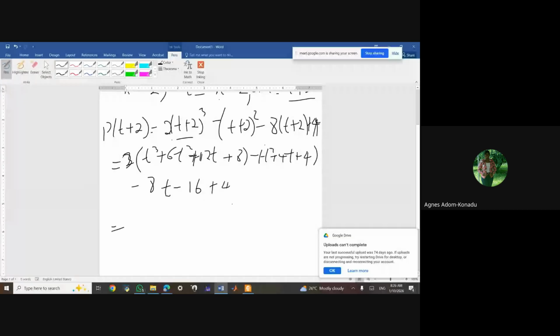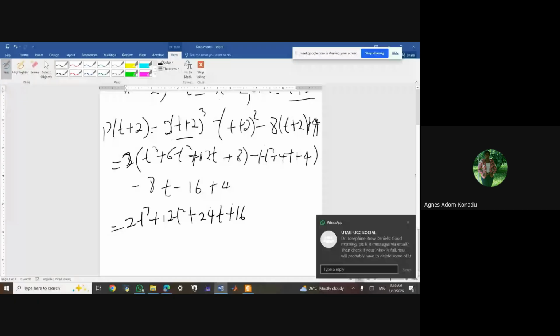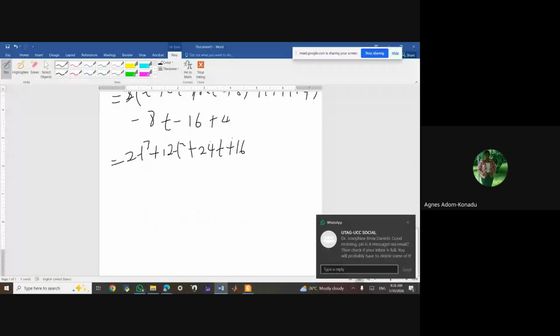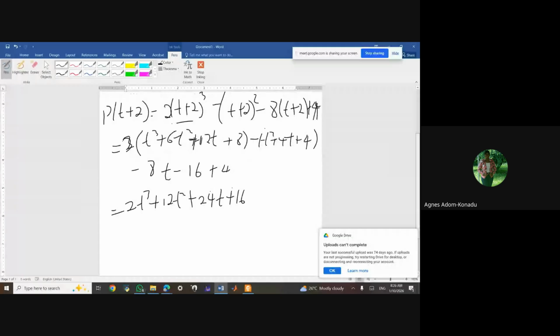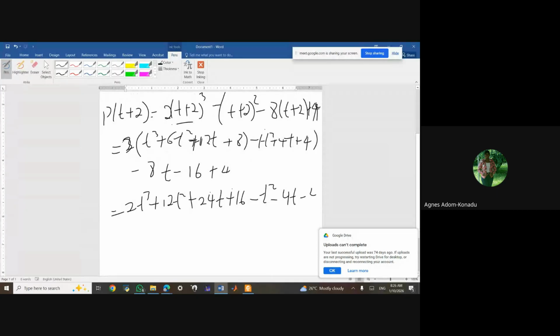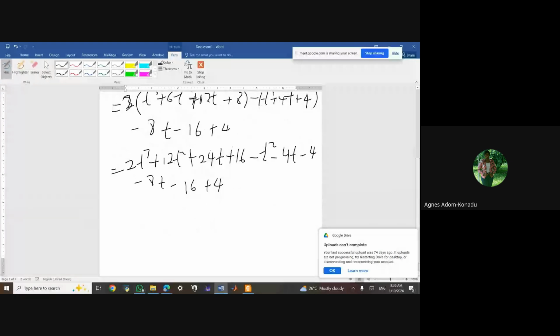Please, let's simplify. So this is 2t cubed plus 12t squared plus 24t plus 16, minus t squared minus 4t minus 4, minus 8t minus 16 plus 4. Please simplify for me. What do you get?